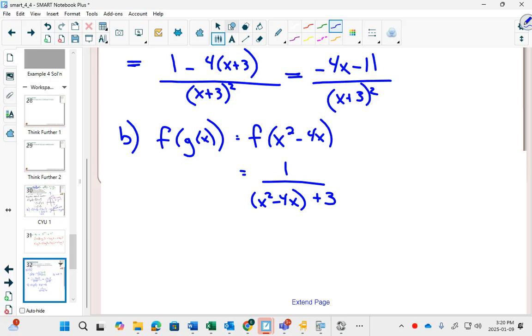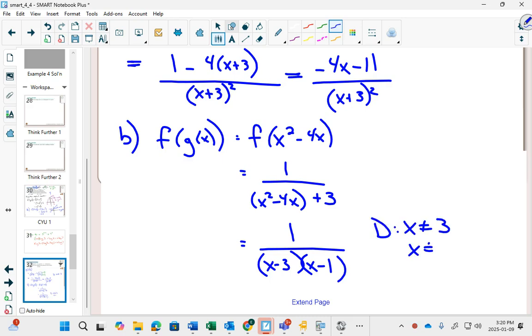Now, in this case, this factors nicely, (x minus 3)(x minus 1), which is interesting because now there's two non-permissible values that don't match anything from the beginning. Our non-permissible values: x can't equal 3 and x can't equal 1.